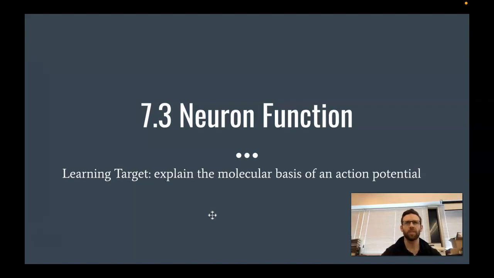And this word action potential is just a fancy word to describe a signal that is being sent down a neuron so it can communicate with other parts of our body, whether it's other neurons in our brain, other neurons in our body, muscles, glands, whatever.